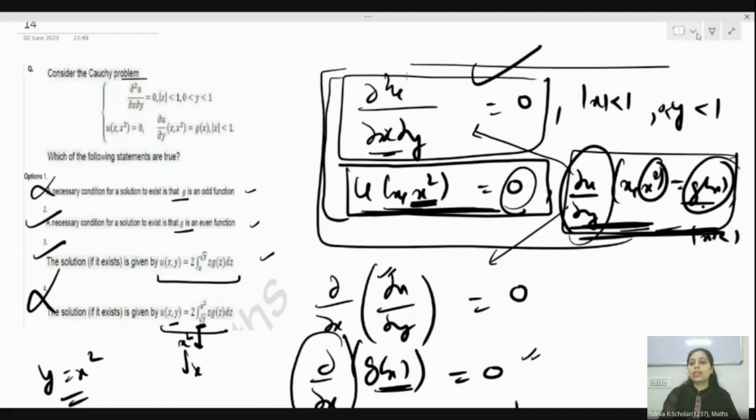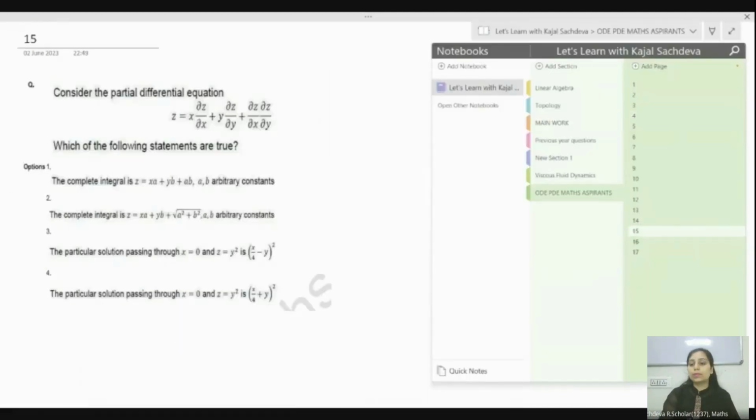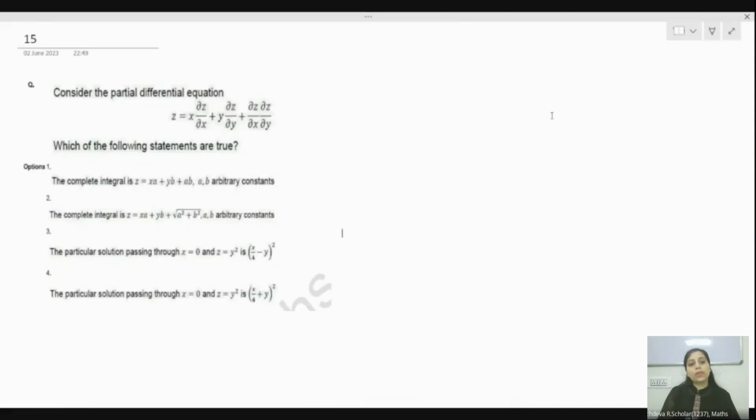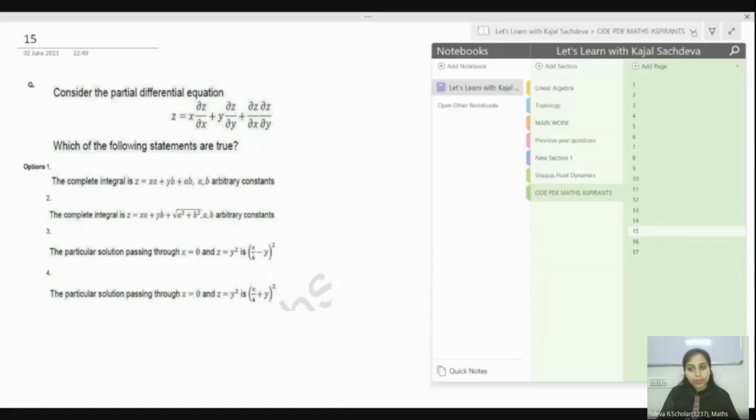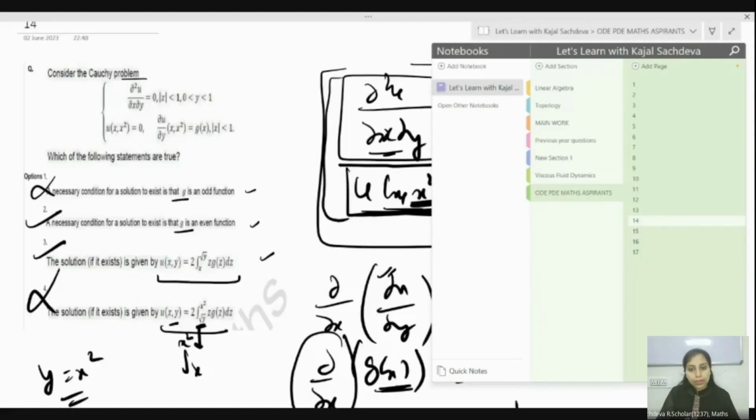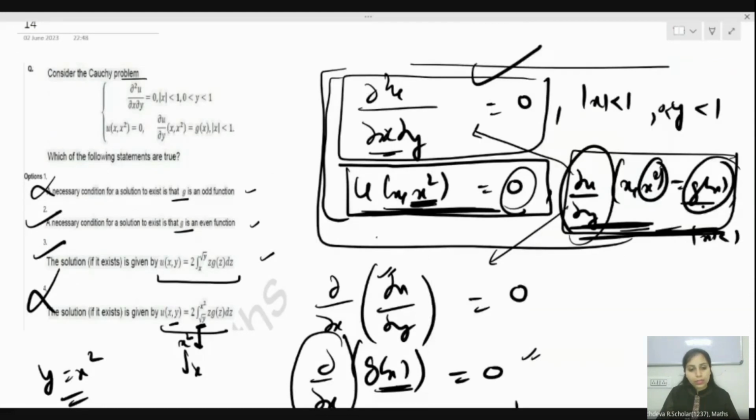Now moving towards another problem. In this problem, we have a partial. Yes, repeating. Any doubt?